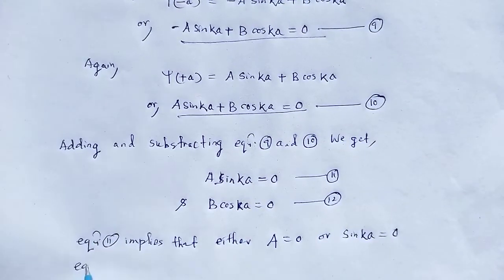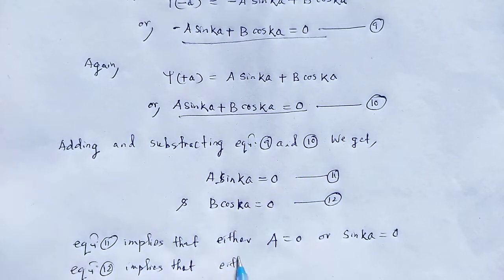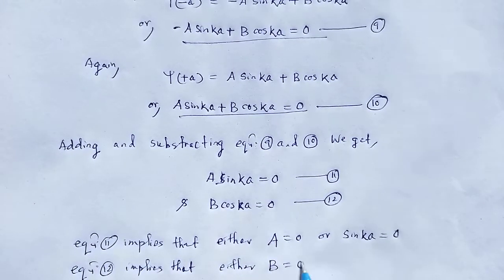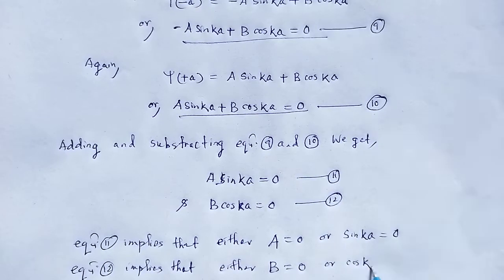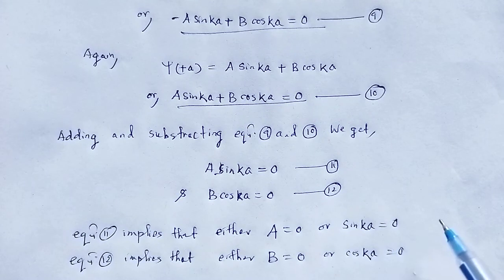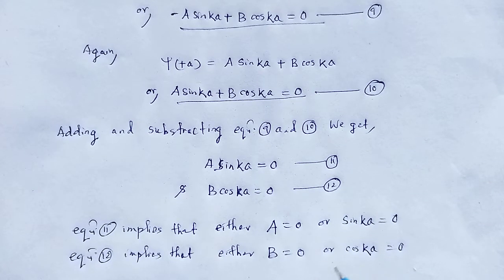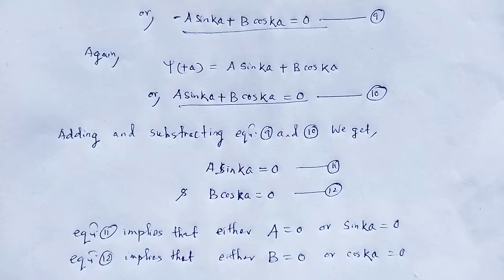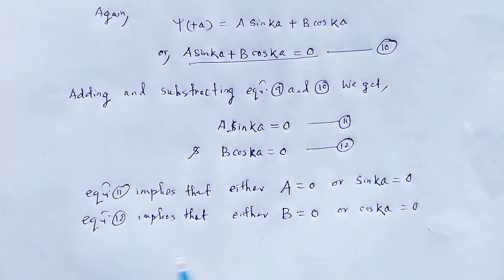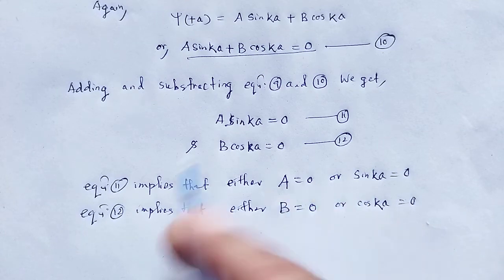Again from equation 12 it implies that either b is equal to 0 or cos ka is equal to 0. Now taking these two conditions, either a is equal to 0 or sin ka is equal to 0, either b is equal to 0 or cos ka is equal to 0, we obtain two classes of solutions.